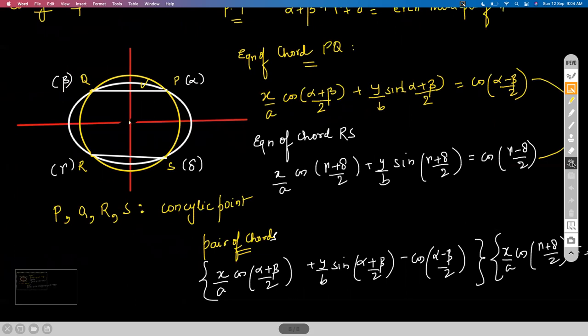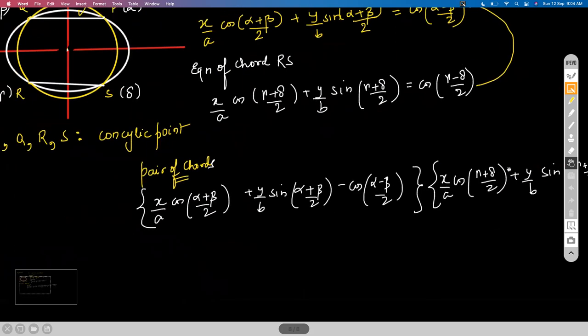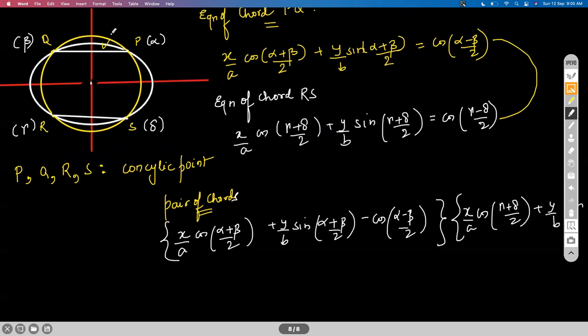Now, what is my claim? Listen to this claim. The claim is this circle that you see is a family member, or it's a curve passing through the meeting points of the ellipse and the pair of chords.